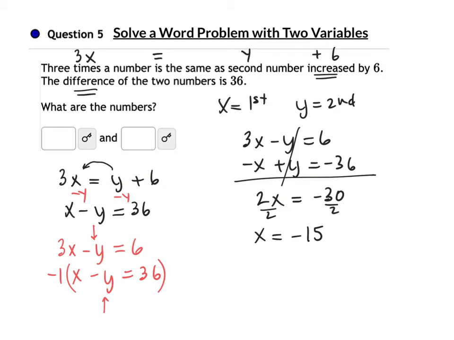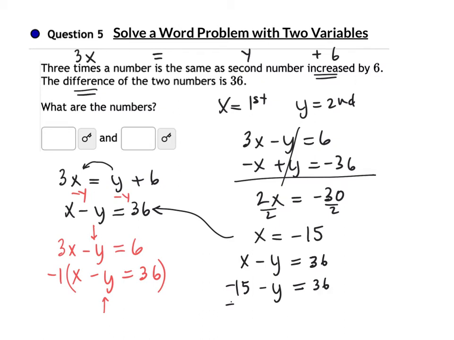I've got x, now I need y. I'm going to use that equation. It looks nice and simple. x minus y equals 36. And I'll plug in that negative 15. Negative 15 minus y equals 36.